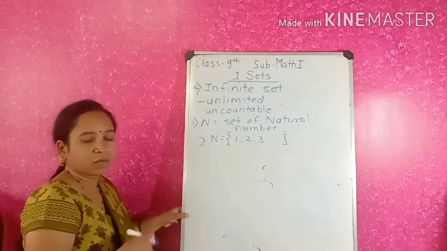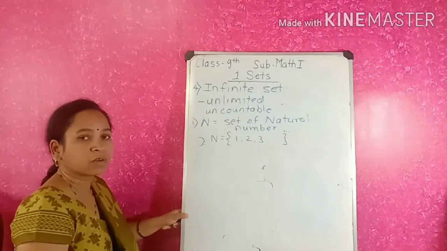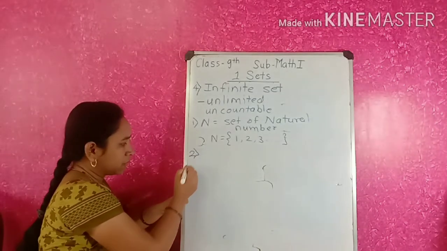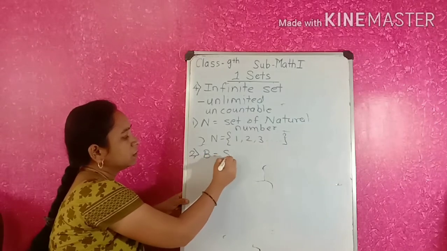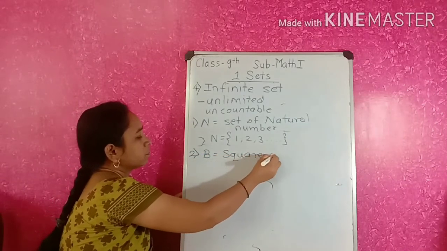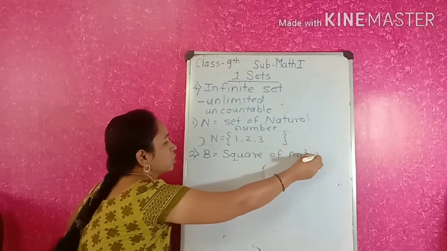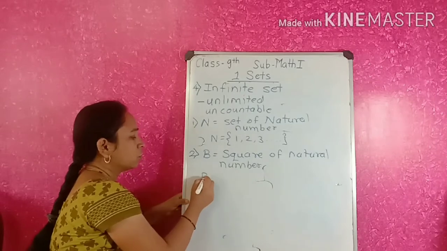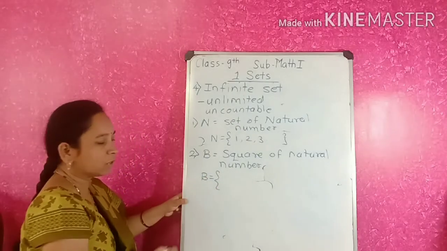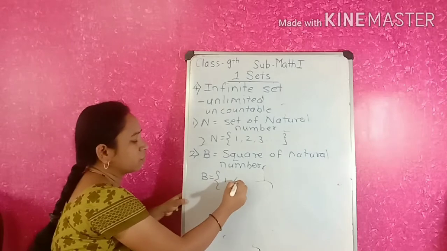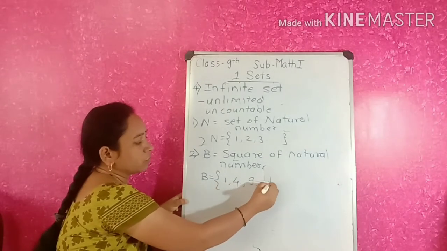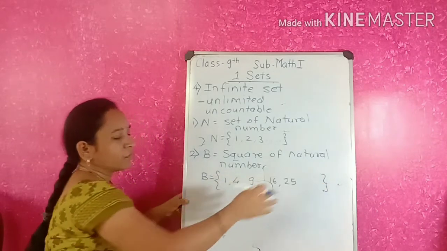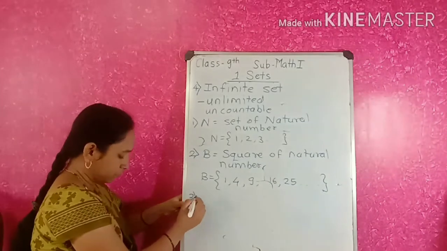Similarly, the set of integers, set of whole numbers, set of rational numbers, all these are examples of an infinite set. Now second example, B is the set of squares of natural numbers. Now the square of a natural number: 1 square is 1, 2 square is 4, 3 square is 9, 4 square is 16, 5 square is 25. Again it is uncountable. So it is an infinite set.